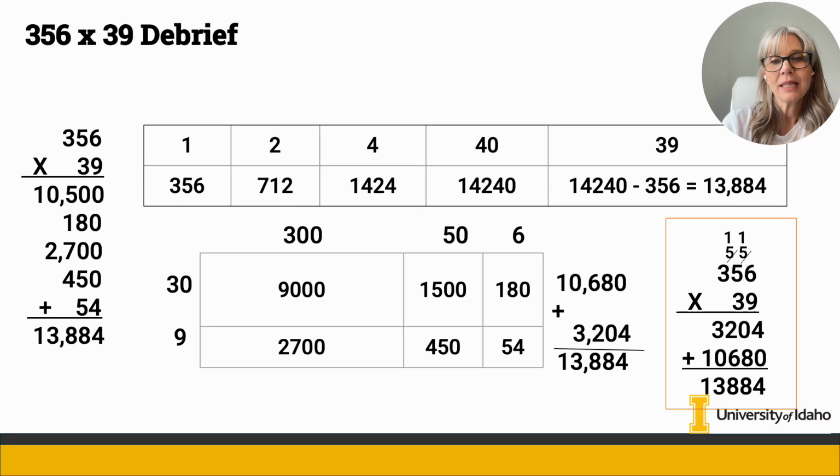All right, so rather than break this down for you, take a look at each of these models and see if you can see the connections between them. Start with the area model, go to partial products, then go to the ratio table, and then go to the traditional algorithm. Press play when you're ready to continue.